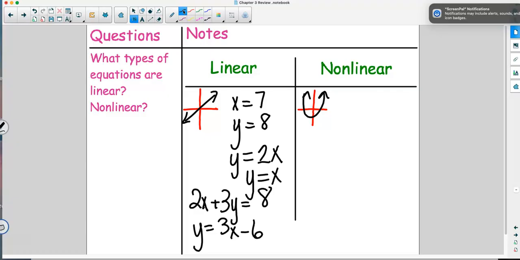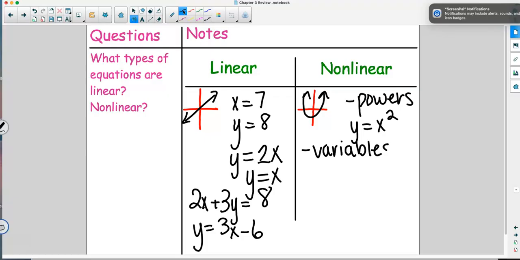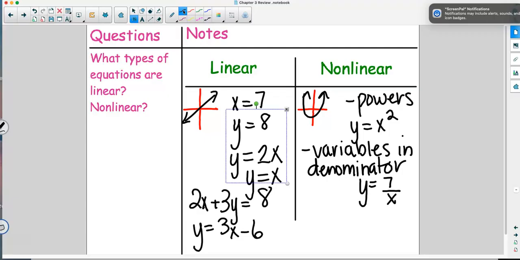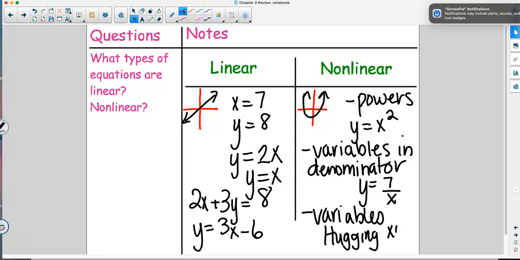What makes it fail in equations? If it has powers, for example, Y equals X squared, that is not linear. If we have variables in the denominator, that is also nonlinear. And if you have variables hugging, that is also nonlinear.